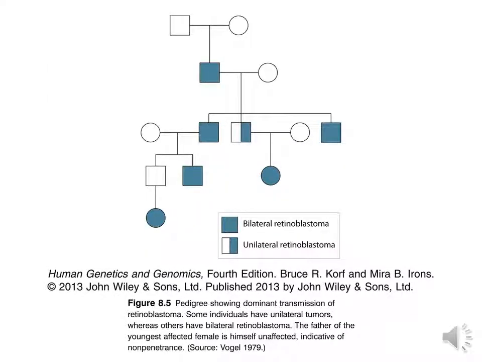This slide is of a pedigree showing the dominant transmission of a retinoblastoma. Some individuals have unilateral tumors, whereas others have bilateral retinoblastoma. The father of the youngest affected female is himself unaffected, indicative of non-penetrance.